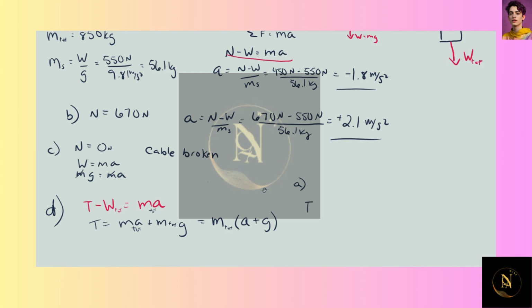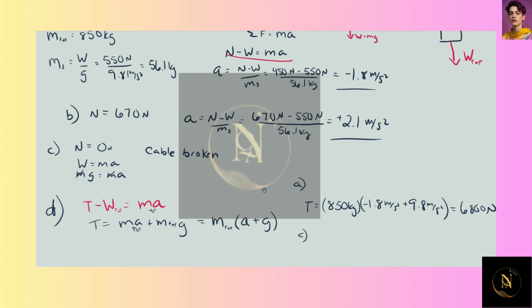So in part A, our acceleration is negative 1.8. That means our tension is going to be the mass of the elevator, 850 kilograms, times its acceleration, negative 1.8 meters per second squared, plus 9.8 meters per second squared. And this is equal to 6,800 newtons. So in part A, the tension is 6,800 newtons.